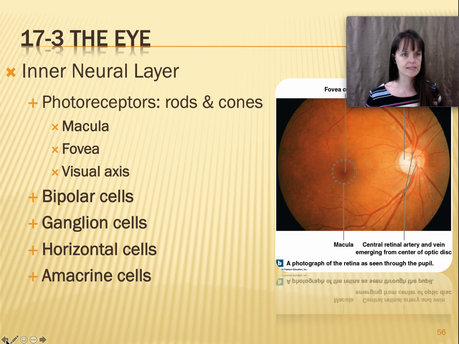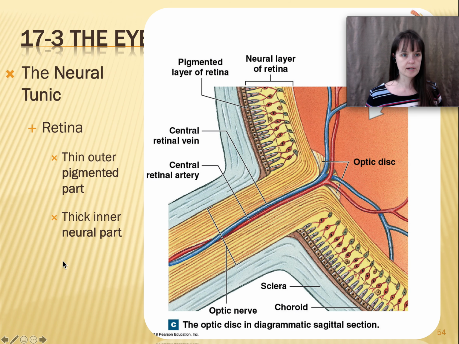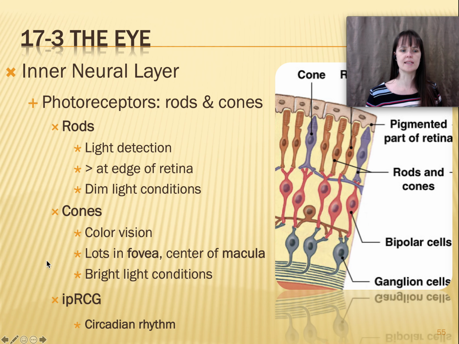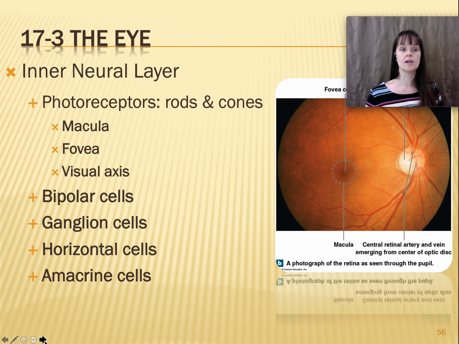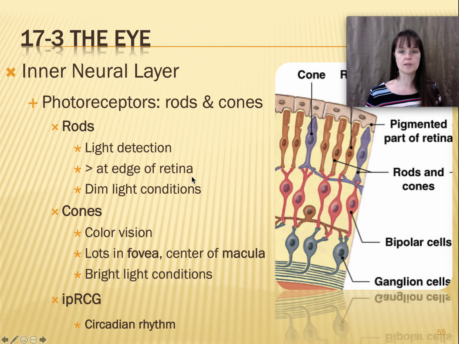What did we talk about last? Last we talked about the neural tunic, which includes both the neural layer, which is the photoreceptors and the neurons, and the pigmented layer, which we already talked about, right? That it has lots of melanin and it helps to absorb photons that have gone through the retina. So here's the pigmented part.